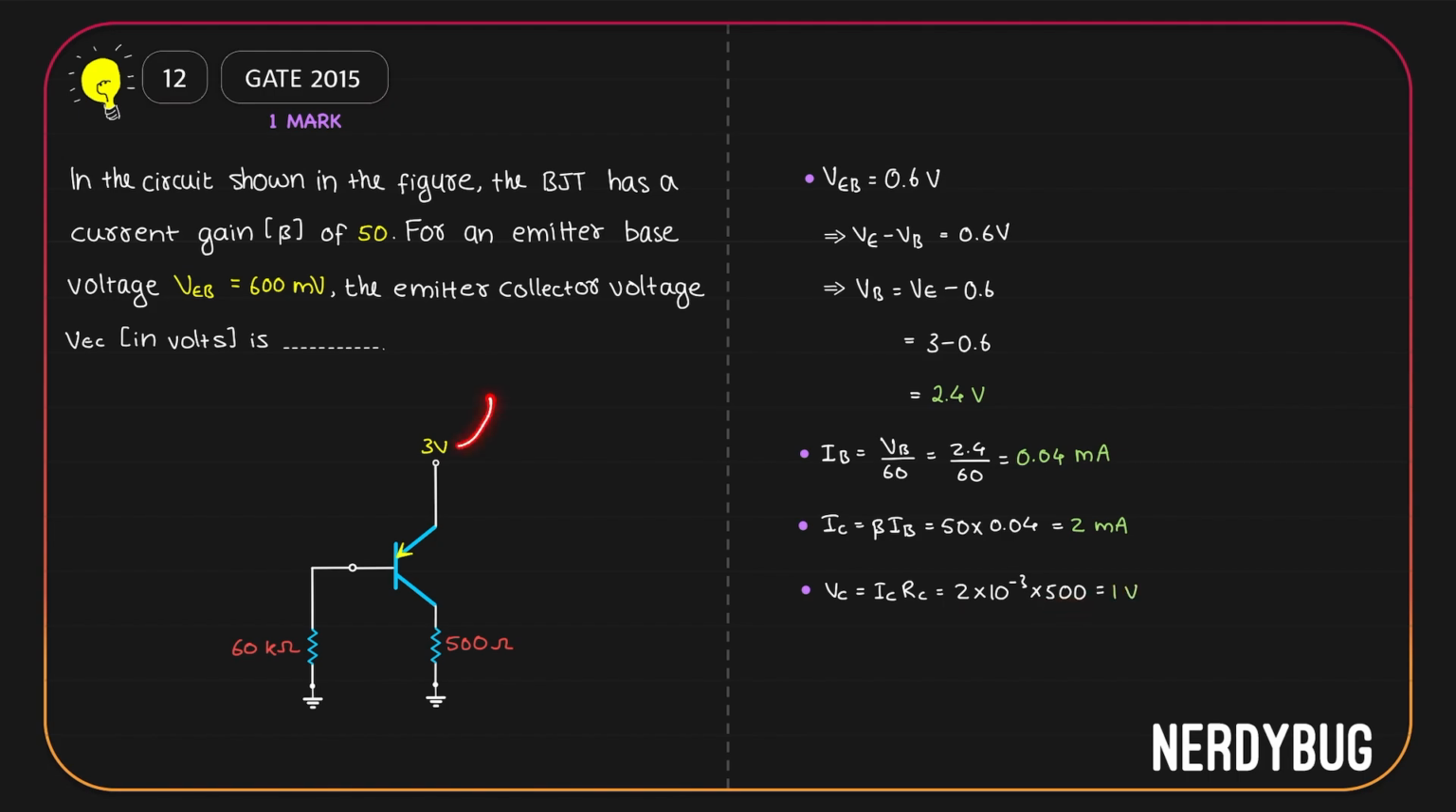So we have 3 volt here. Out of that, 1 volt is dropped across this resistor. The rest of it will be dropped between the emitter and the collector. So we get VEC is 3 minus 1 or 2 volt. So the final answer is 2.